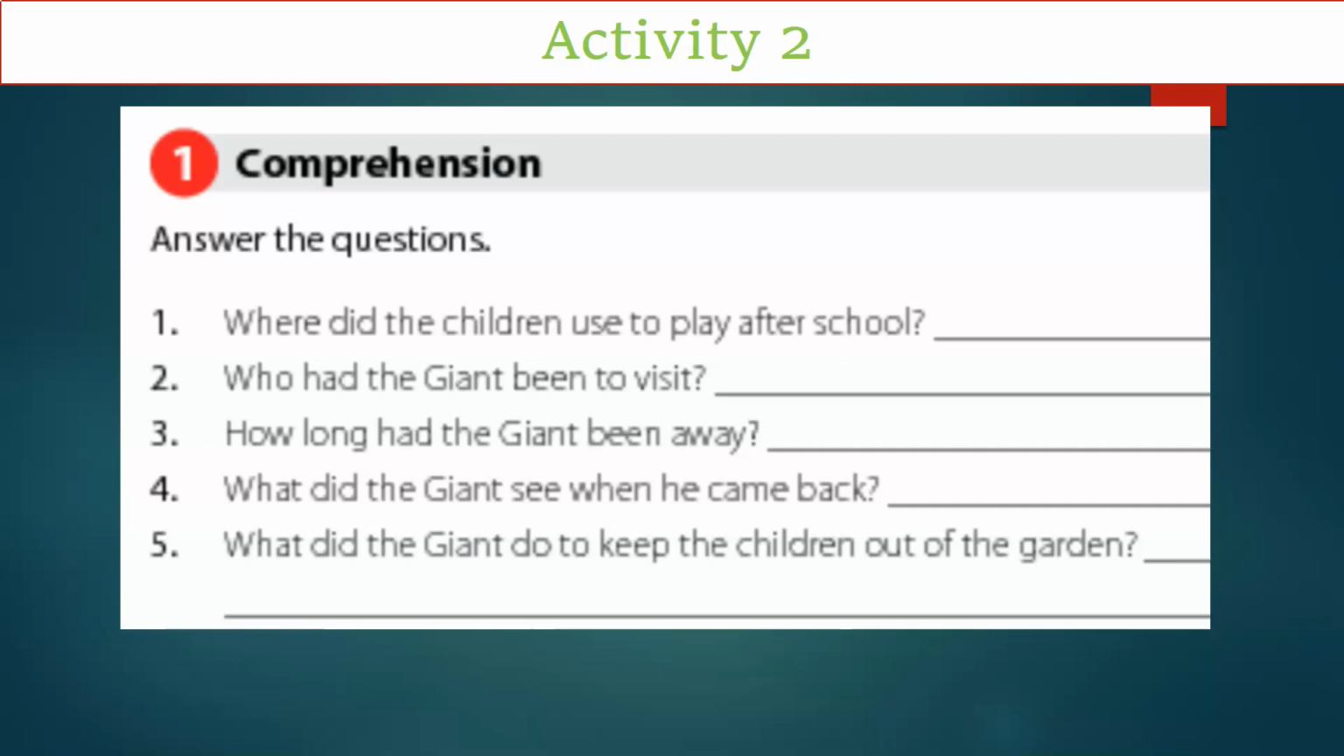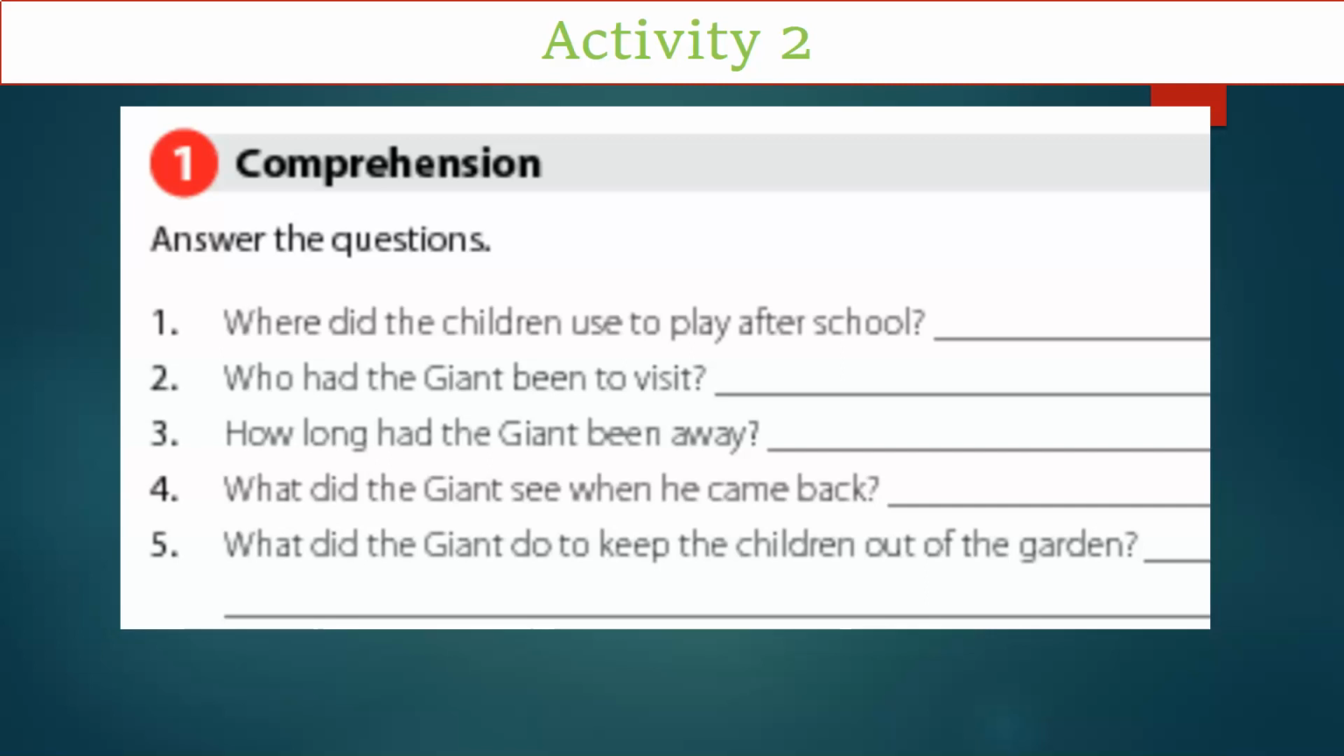Number 3, how long had the giant been away? Fourth, what did the giant see when he came back? And fifth, what did the giant do to keep the children out of the garden? You have 5 minutes to answer this. Write complete answers or sentences in your copybook.